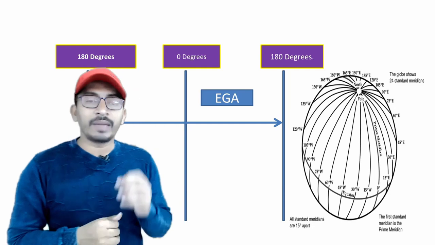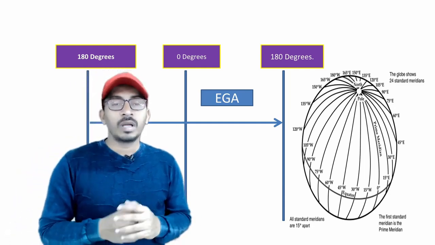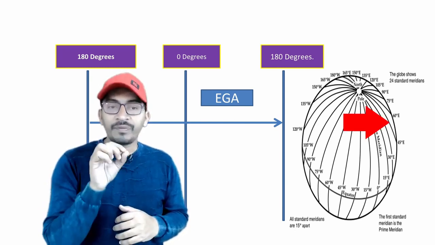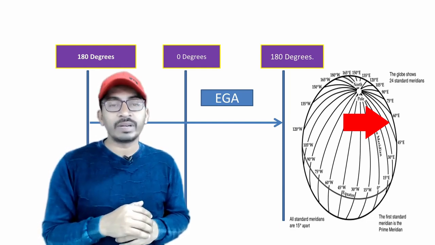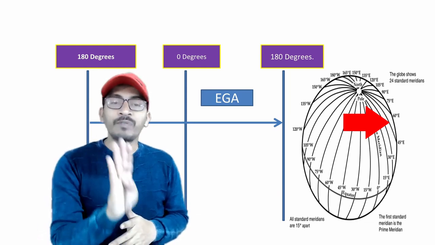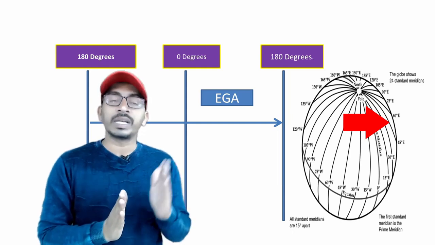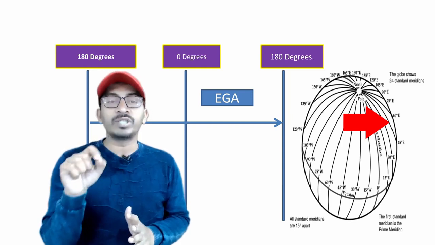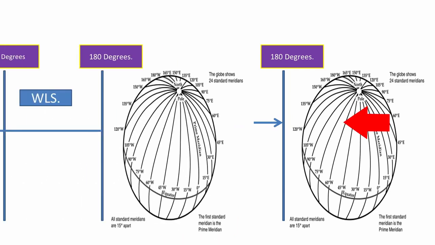In calculation of time, the EGA principle or EGA rule plays an important role. You can clearly see the direction. When the direction of travel is towards east on the flat map, then you have to add 4 minutes per each degree. Whether your position is in the western hemisphere or eastern hemisphere is not important. If your direction of travel is towards east, you have to add 4 minutes per each degree.